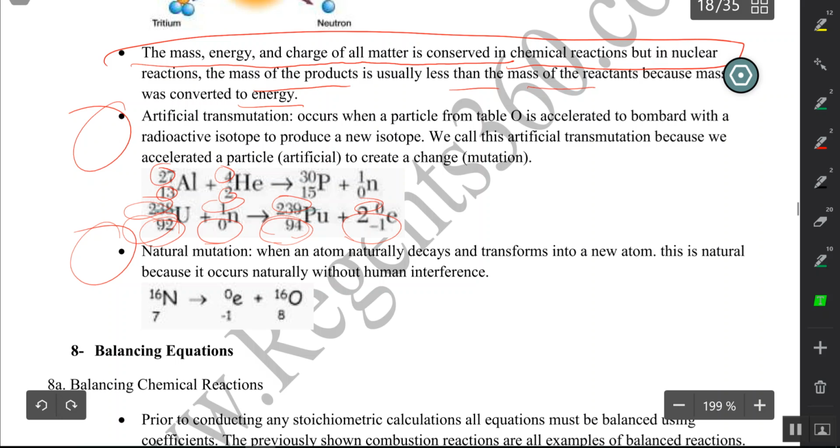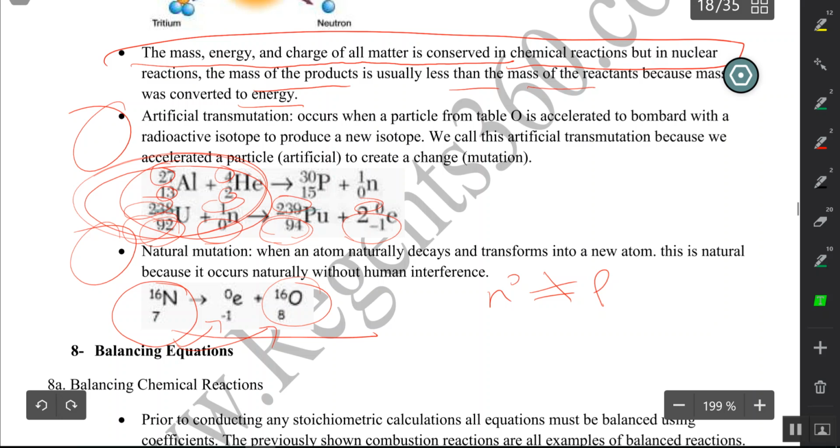For natural transmutation, you won't see any bombardments taking place like you saw here. For natural transmutation, you'll see an element by itself, just on its own, that decays and mutates and changes into a different element. So naturally, on its own, just decaying particles. The reason why this element will decay is because the number of neutrons in it does not equal the number of protons in its nucleus. That's why this will decay.